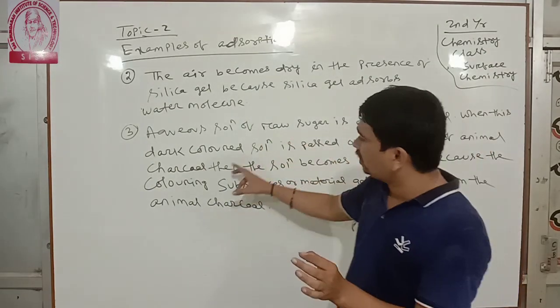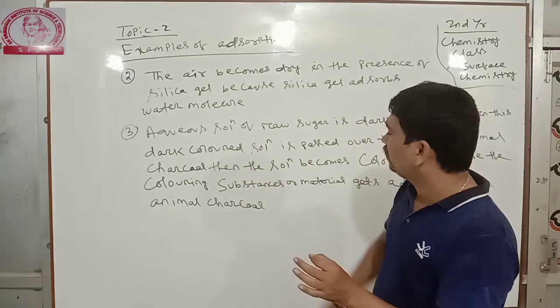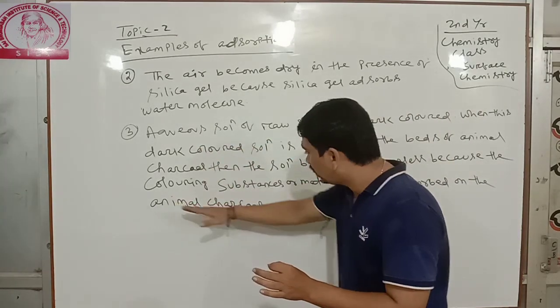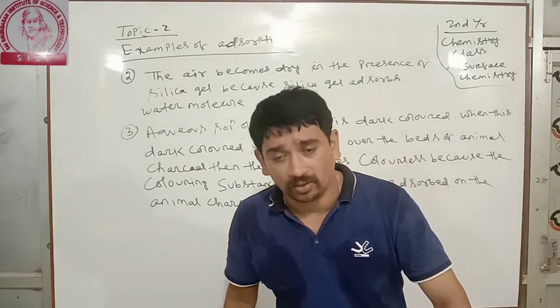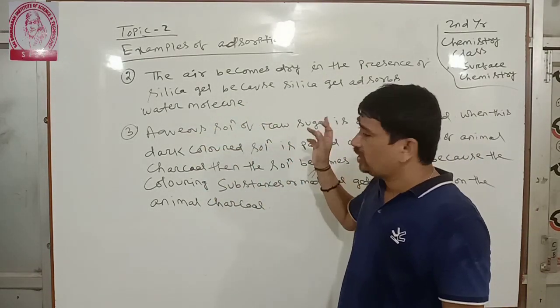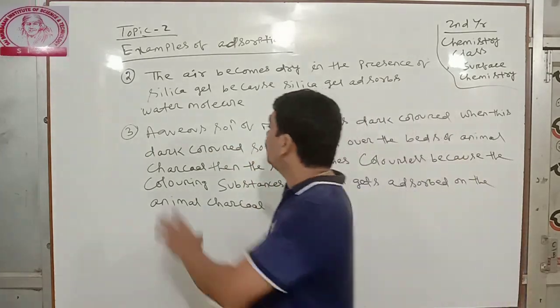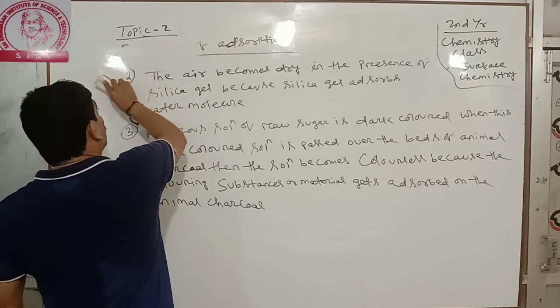The dark color solution or dark color dyes, or any dye's color particles, will get adsorbed on the surface of the animal charcoal. Due to this, raw sugar, which is dark color, becomes colorless. So this is the best example of adsorption.